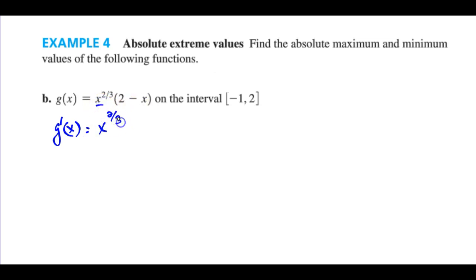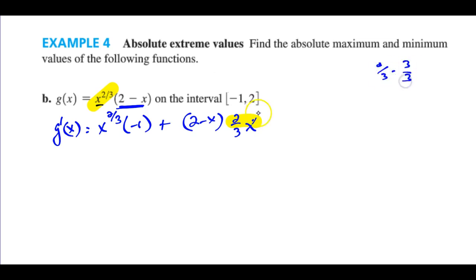1d2. The derivative of 2 minus x is just negative 1. Plus 2 d1. Now the derivative of this guy is 2/3 x, and then 2/3 minus 3/3 is a negative 1/3.